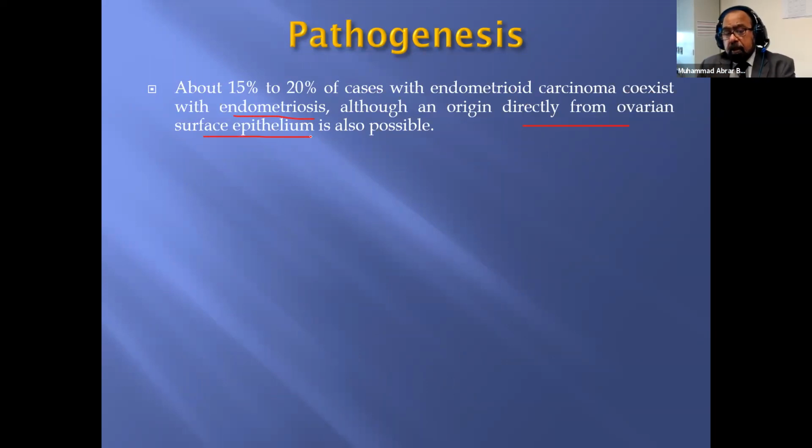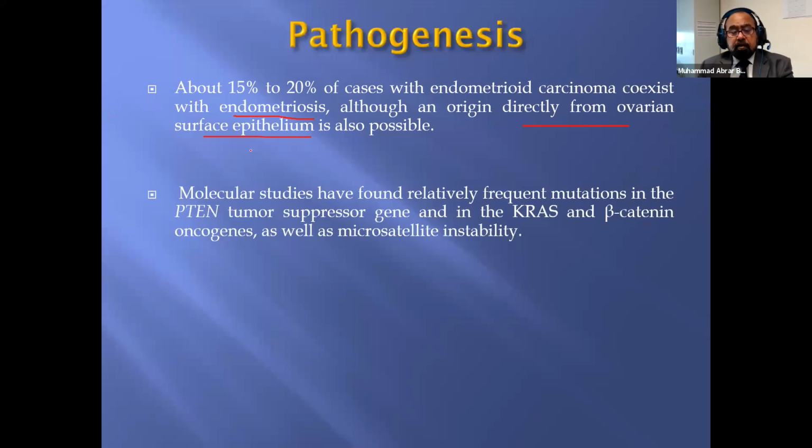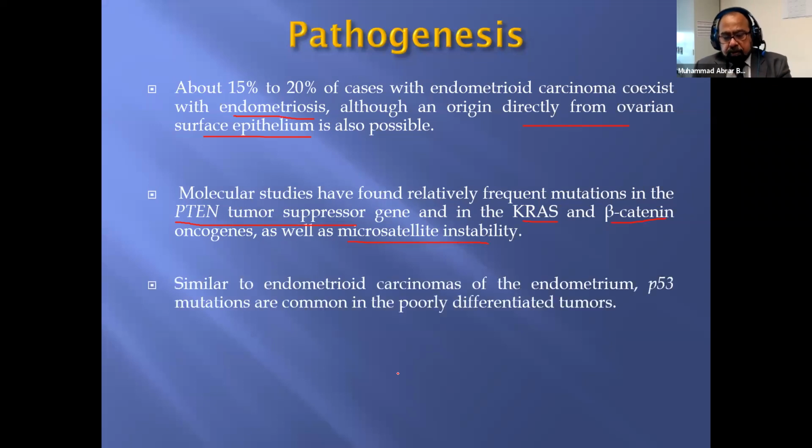can directly judge. But if you can even see some endometriosis in the near vicinity. The molecular studies have found relatively frequent mutation in the PTEN tumor suppressor gene, which you always see in endometriosis. You can also have KRAS mutation, beta-catenin, and also microsatellite instability. But according to the researchers, they are similar to the endometrioid carcinoma of the endometrium.